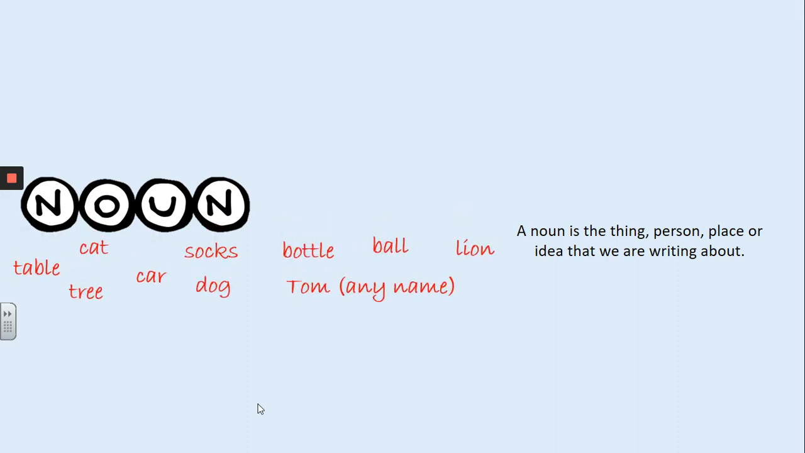Our next bit of grammar is a noun. Now we talk about nouns all the time. So a noun is a thing, person, place, or an idea that we are writing about. So here you go, some more ideas. So table, cat, tree, car, socks. Again, I've given you the name Tom, but you could use any name at all.